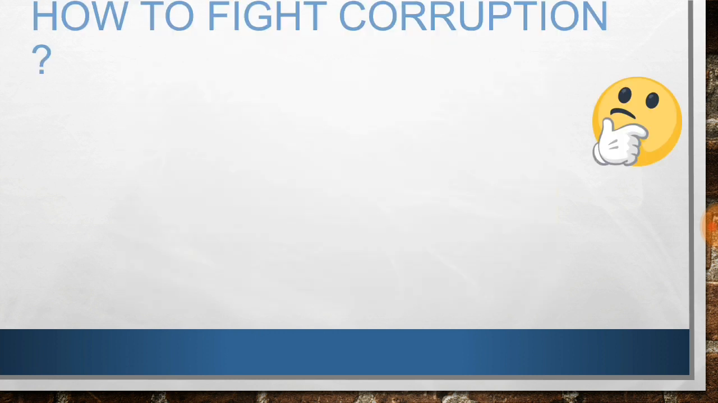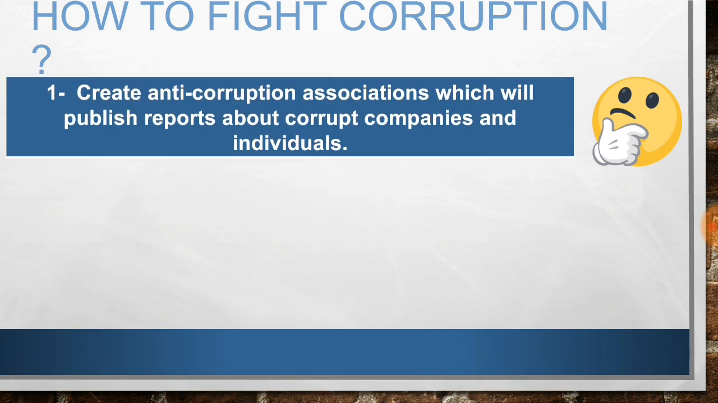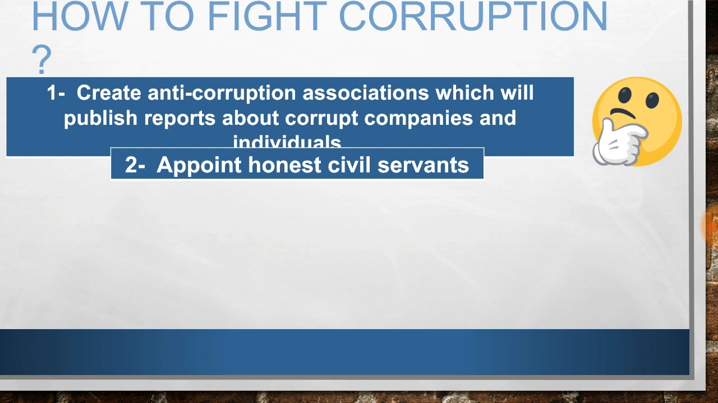Now we have arrived at the last point in today's lesson, which is how to fight corruption. We can fight corruption if we apply the following points. Number one, create anti-corruption associations which will publish reports about corrupt companies and individuals. Number two, appoint honest civil servants. It means appoint honest employees, honest managers who are not corrupt, who don't accept bribery, who don't give bribery, who don't smuggle, who are not guilty of nepotism, etc.